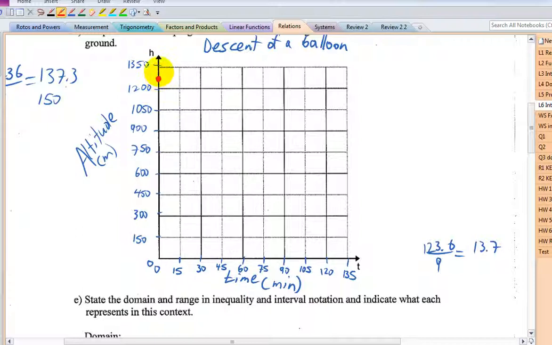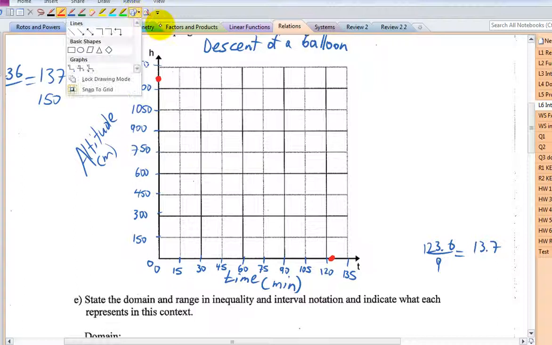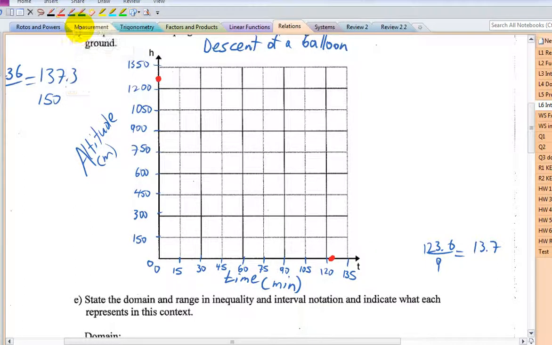Okay, now I'm just going to do approximately because we don't have to have a super accurate graph. So my vertical intercept is 1,236. My horizontal intercept is 123.6. So it's just going to be a little bit more than 120. Now I can go and make some straight lines.